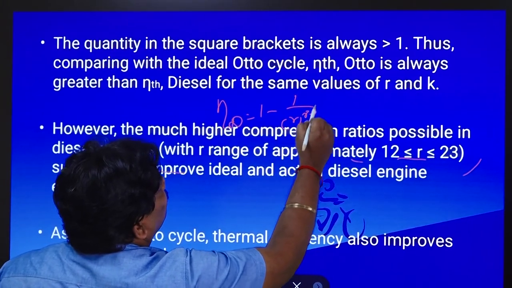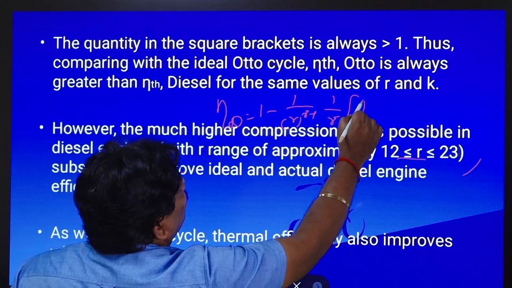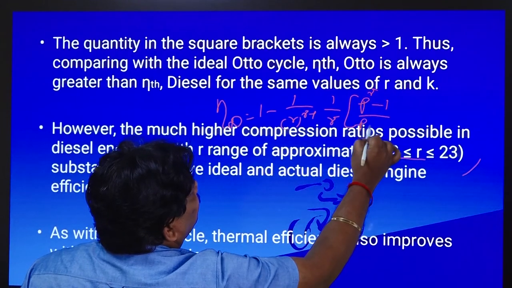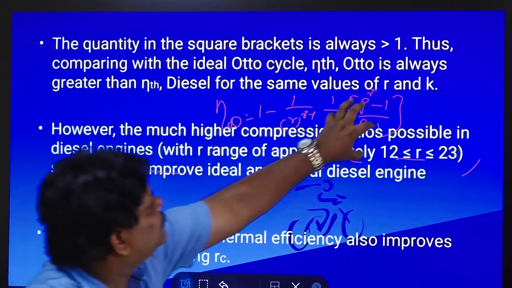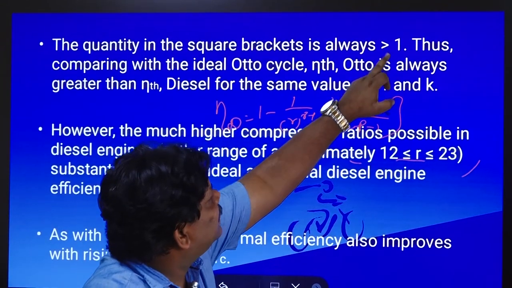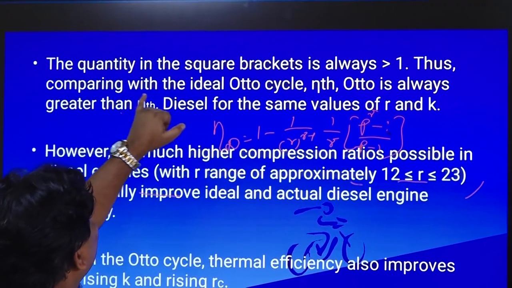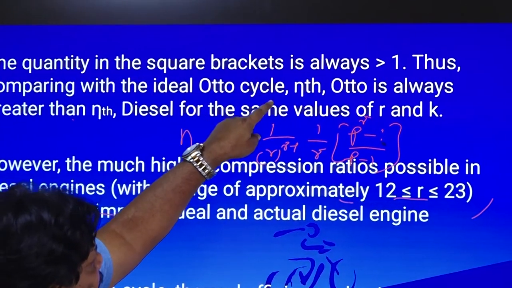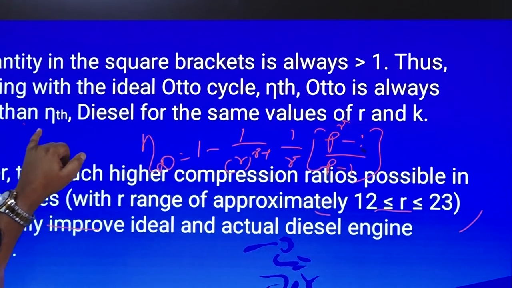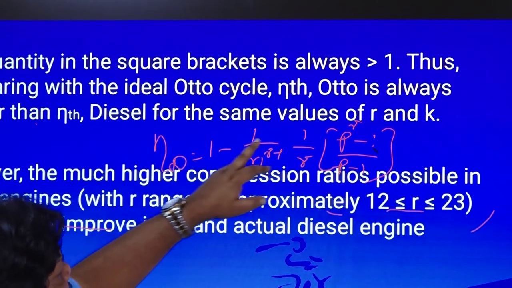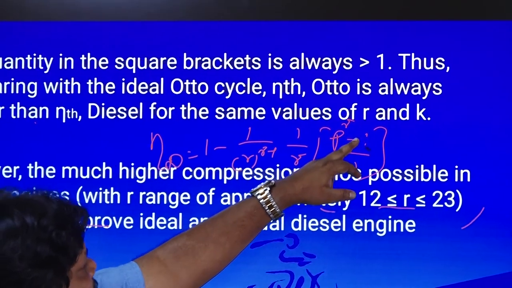So about the efficiency of diesel, r power gamma minus 1, 1 by gamma into rho power gamma minus 1 by rho minus 1, right? The quantity inside this square bracket should always be greater than 1. So comparing with the ideal Otto cycle, the efficiency of the Otto cycle is always greater than the efficiency of diesel for the same values of r and k.